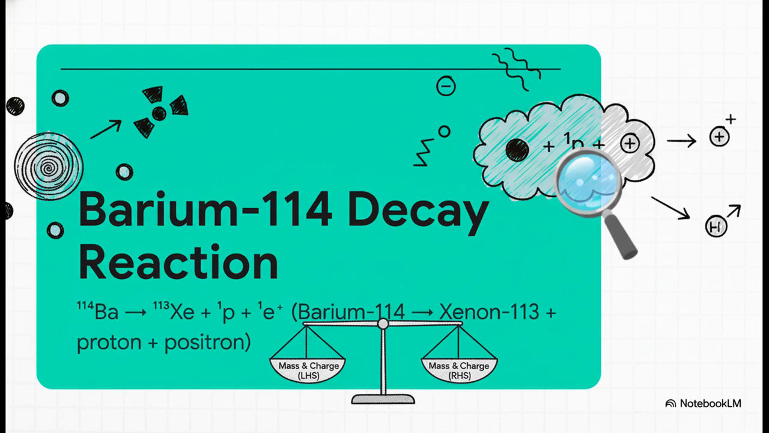Wait, no, the slide says cesium-112. Let me recheck. Barium-114 loses 1 proton, so its mass number becomes 113. The question must be slightly simplified. Let's stick to what's written. The key is that it's all about balancing the books on the numbers given.